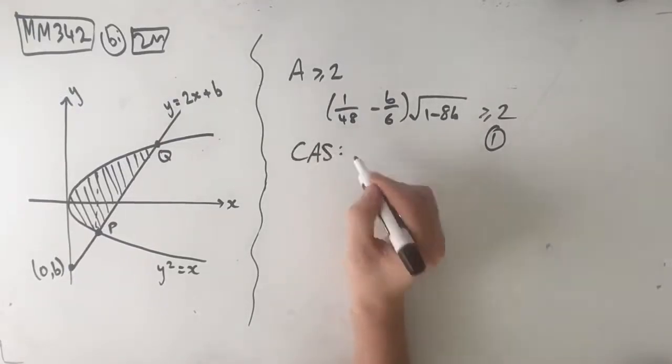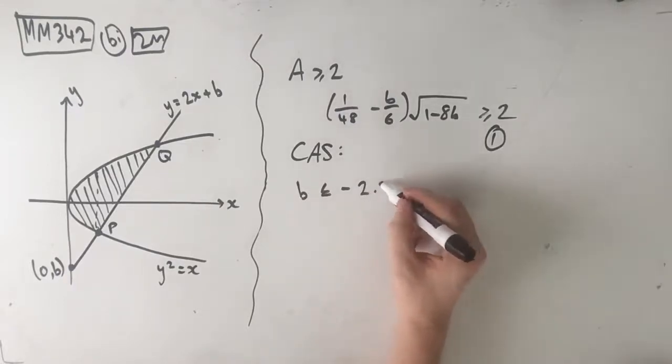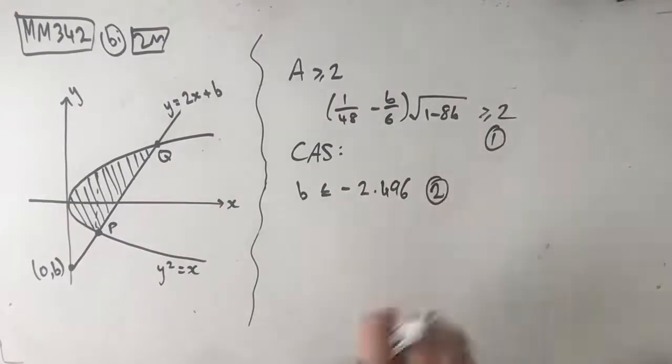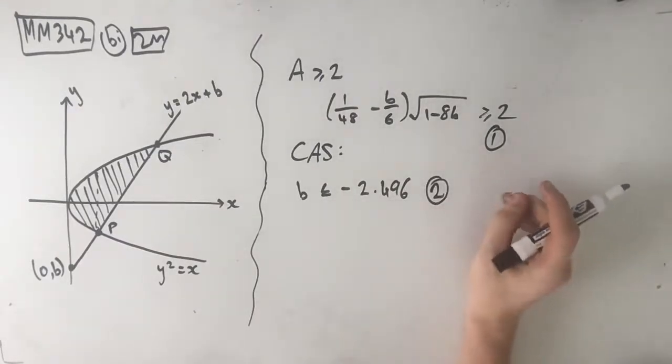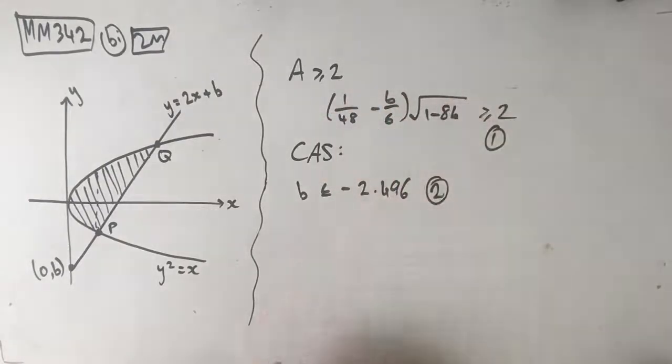So CAS B is less than or equal to negative 2.496, and that's our second mark. So guys, that's it for part BI. It's really just using your calculator and realizing you have to get this equation and sub that in. So that's it. Let's move on to the next one.